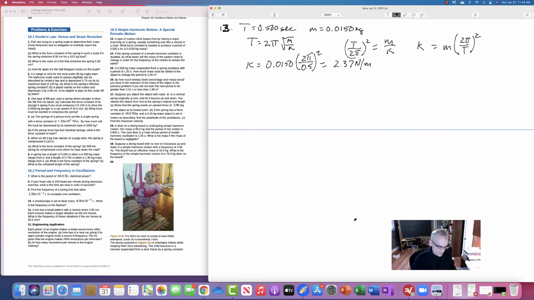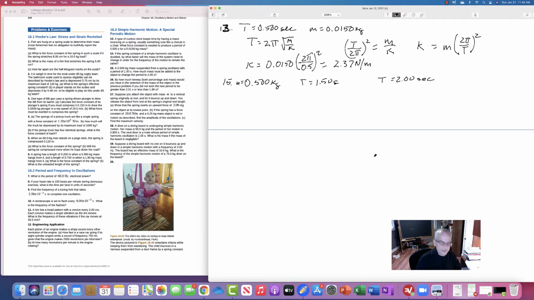The next problem on the list is number 15. Number 15 states a 0.5 kilogram mass. Always write these numbers down first because these are what you know. It is suspended from a spring oscillating with a period of 1.5 seconds. How much mass must be added to the object to change the period? So the new period you want is 0.20 seconds.